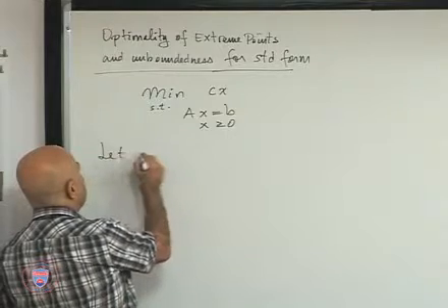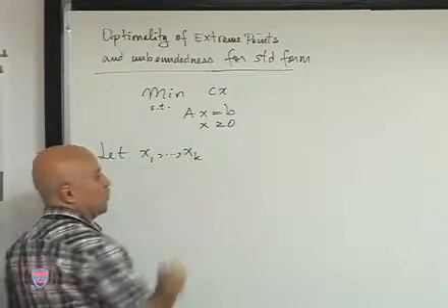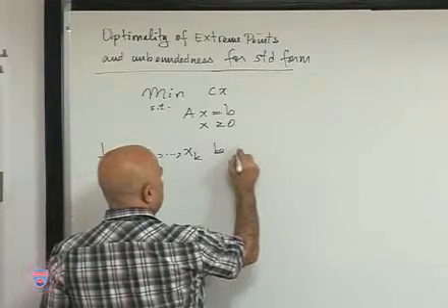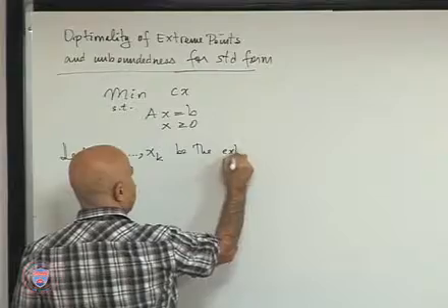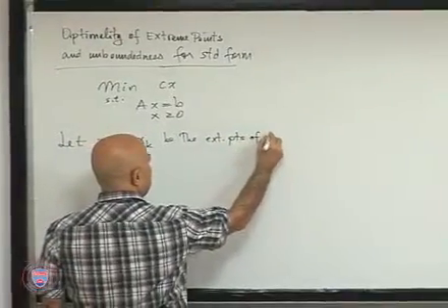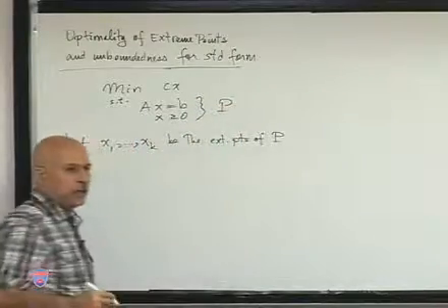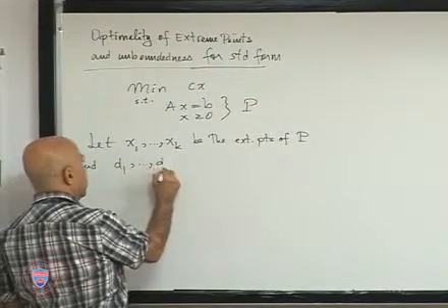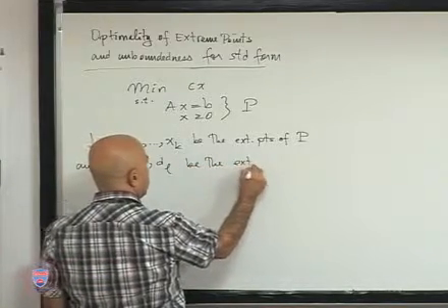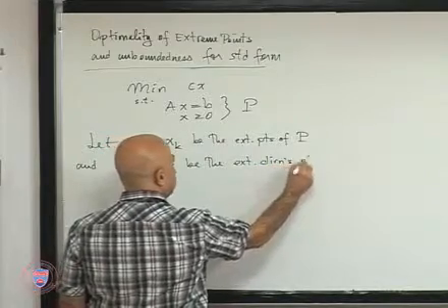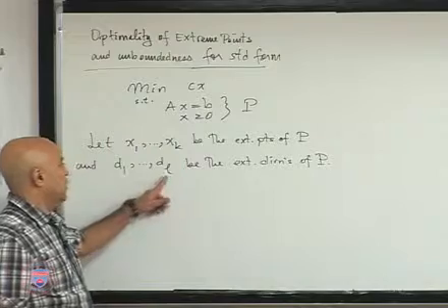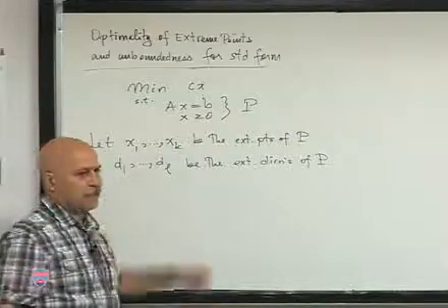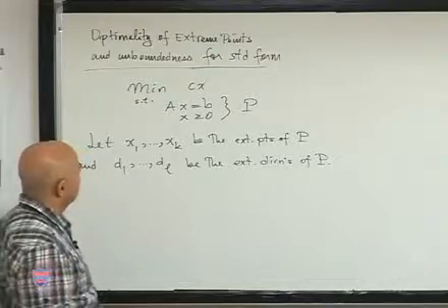So we may assume x1 through xk be an enumeration of the extreme points of the feasible set P, which is defined by these inequalities. And let d1 through dL be the extreme directions of P. If there are no extreme directions, then this second set is void, null.